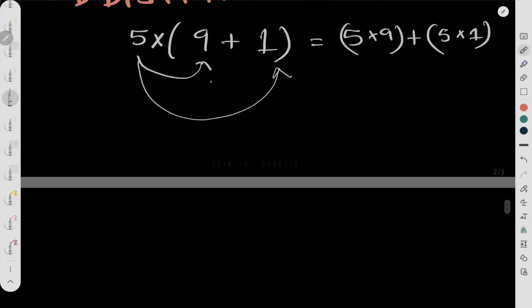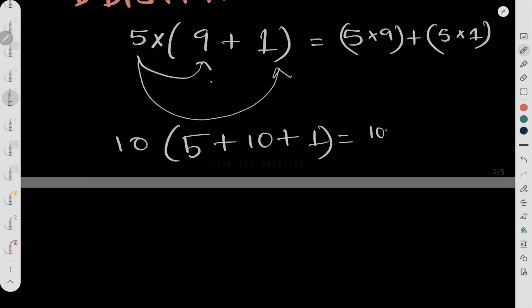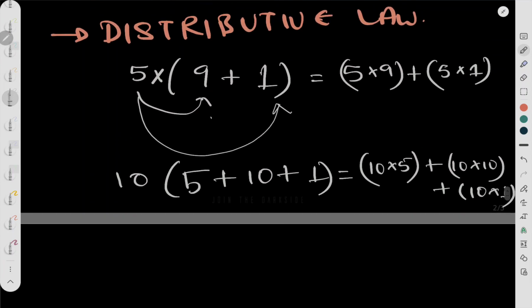And this may happen even if you have more than two numbers inside. Like if you have 10 into (5 plus 10 plus 1), you will get 10 into 5 plus 10 into 10, and again plus 10 into 1. Now look at this. We have 9 plus 1 here. That's why we will be doing 5 into 9 plus 5 into 1. And here we have 5 plus 10 plus 1. That's why we will be doing 10 into 5 plus 10 into 10 plus 10 into 1.